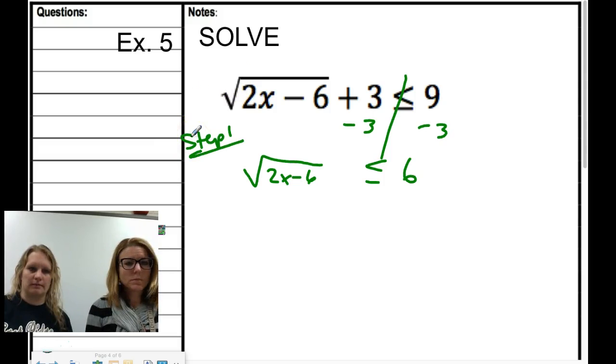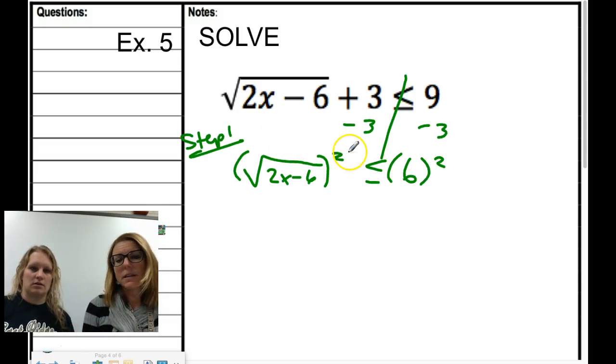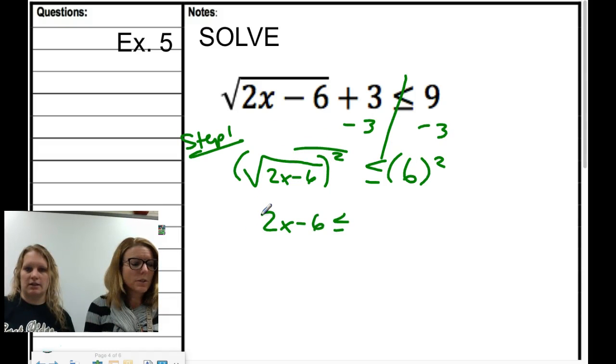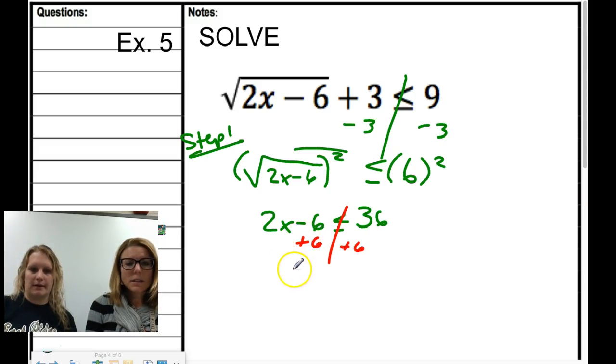Step 1. Now we're going to raise both sides to a power of 2, because we know it's a square root since there isn't an index listed. So those go. We're left with 2x minus 6 less than or equal to 36. Add 6 to both sides. We get 2x is less than or equal to 42. And divide by 2.